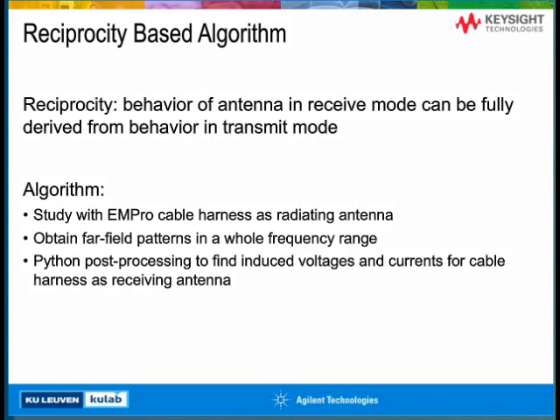So what's the algorithm? We study with EMPro the cable harness as a radiating antenna. We obtain the far field patterns over a whole frequency range, and we use the Python post-processing to find the induced voltages and currents for the cable harness as a receiving antenna. Now we only need one simulation, namely the cable as a radiating antenna, to figure out all the currents coming from all directions, and that way we can easily find the worst case current.